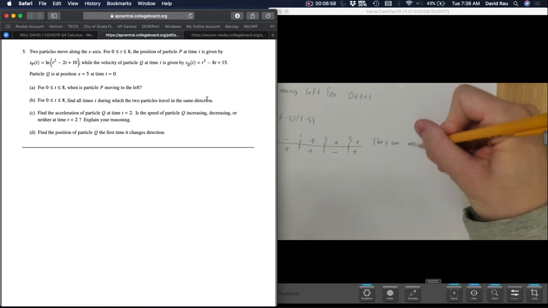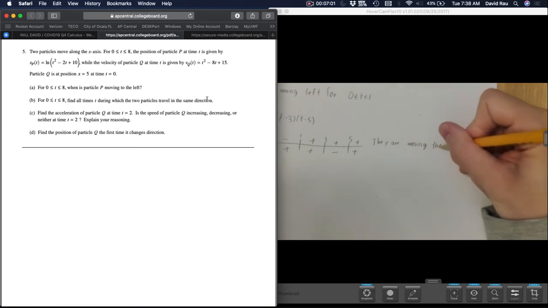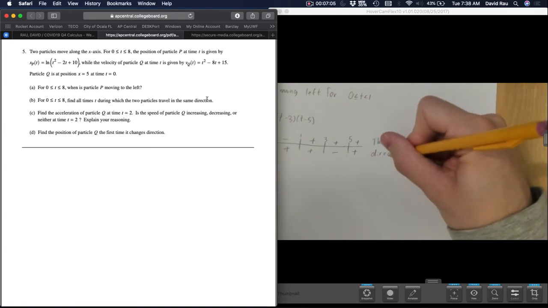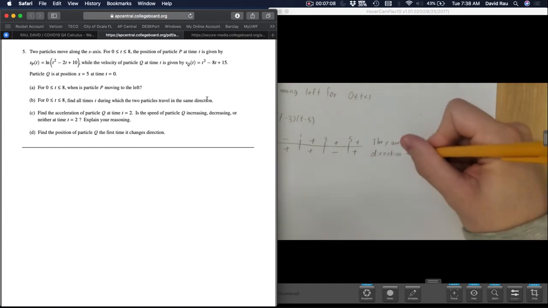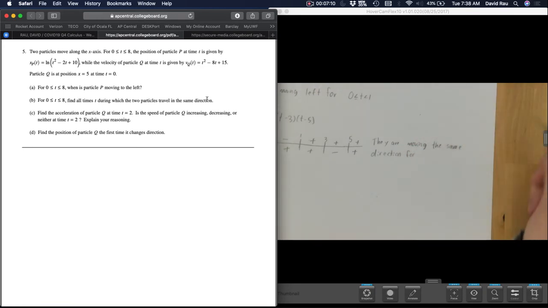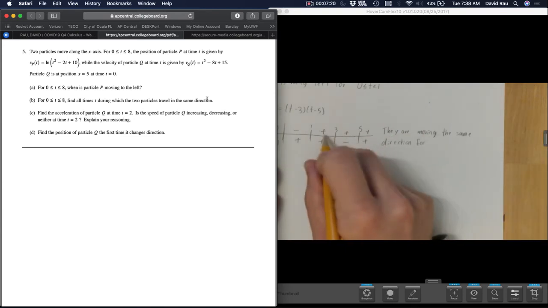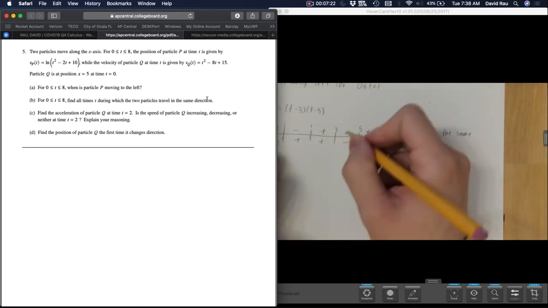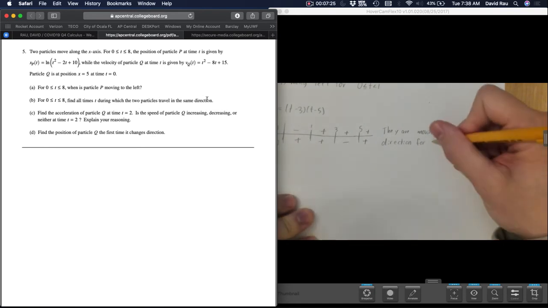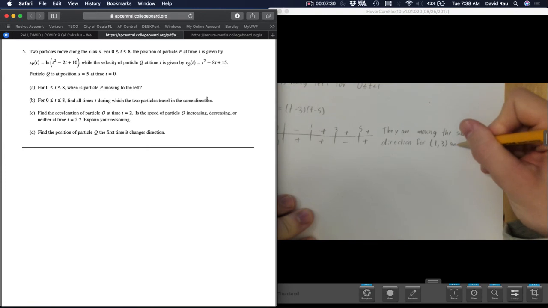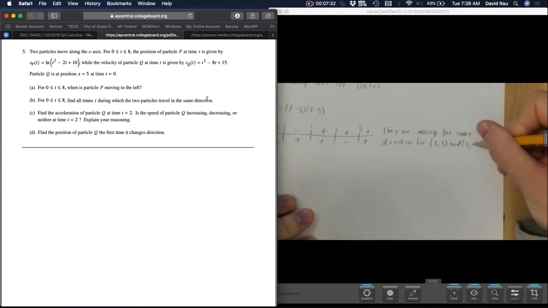They are moving the same direction for, now I'm going to try to guess the sign chart even more correctly. 1 to 3. I don't think we can really include 1 or 3 because one of them changes, there's some change going on. So I think we have to only take the interior value there. So from 1 to 3 and from 5 to infinity.